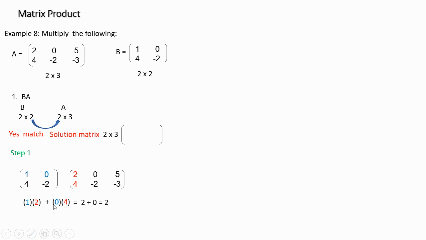The answer will be 2 plus 0. The answer is 2, so the 2 goes right on that slot. I'm done with step 1. Step 2, then I'm going to multiply the first row times the second column. That's why the inner ones have to match, because I'm going to multiply this row times every column there until there's no more columns.